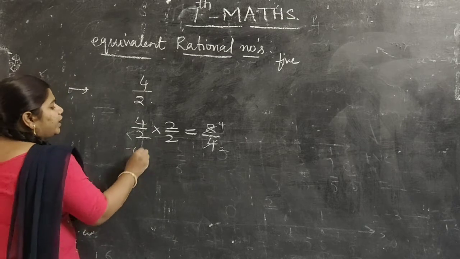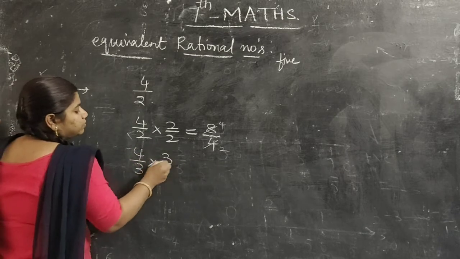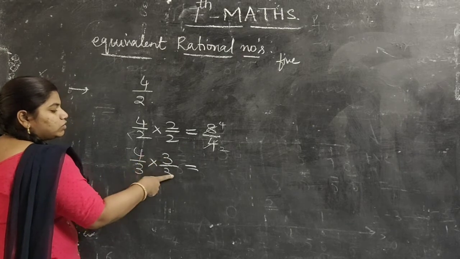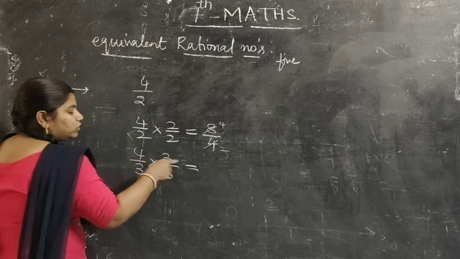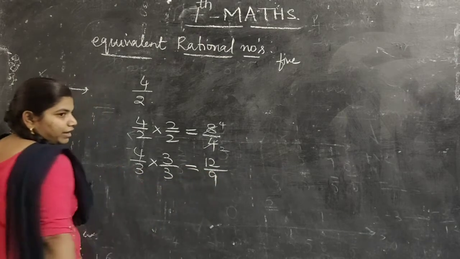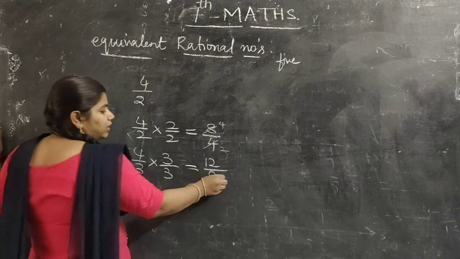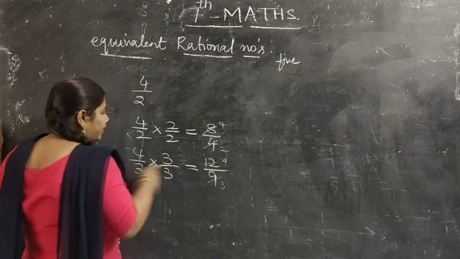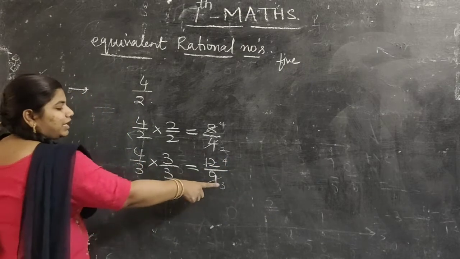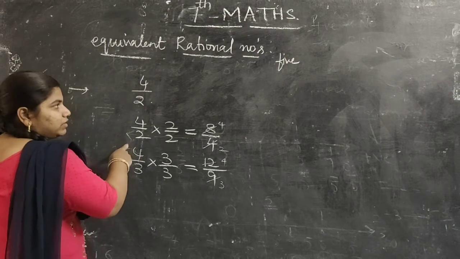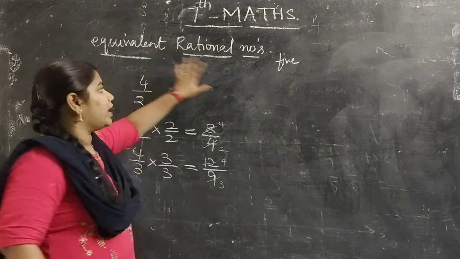In the same way, you can apply 3 also here. I am multiplying 3 in numerator and also in denominator. That is 4 3s are 12 by 2 3s are 6. So you can cancel in the 3 table. 3 2s are 6, 3 4s are 12. Again you got 4 by 2 value only here. So this is the second equivalent rational number for this 4 by 2. Like this, how many we have to write? We have to write 5.